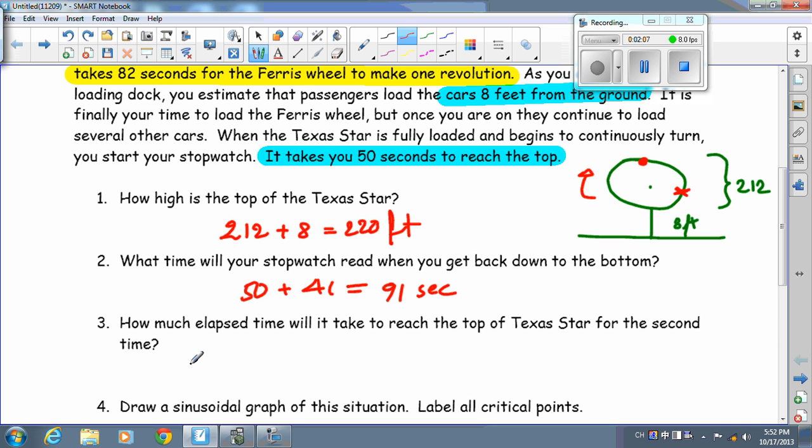The next question says, how much time would it take to reach the top of the Texas Star for the second time? Well, it took you 50 for the first time, plus 41 to get to the bottom. Add another 41, meaning 91 plus another 41, and you should get 132 seconds.